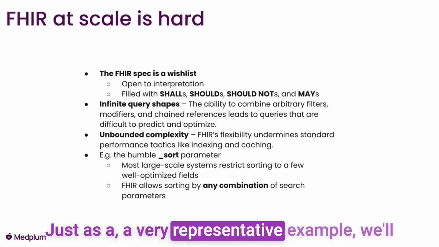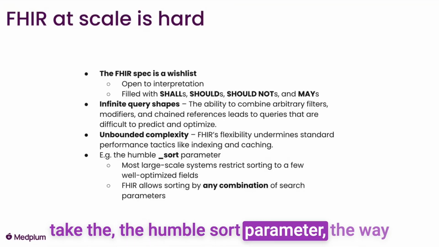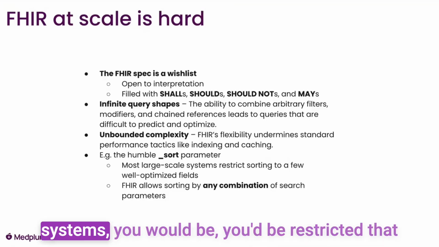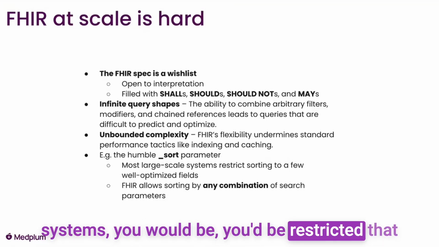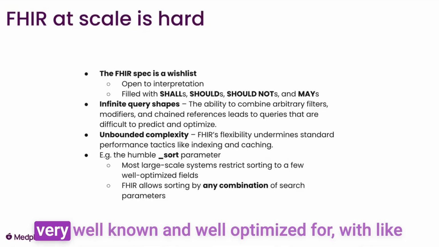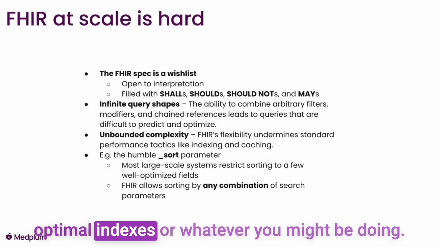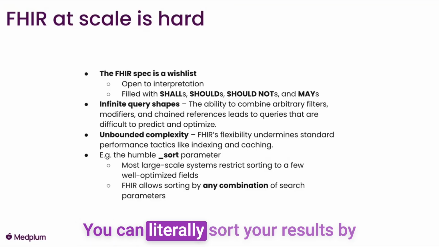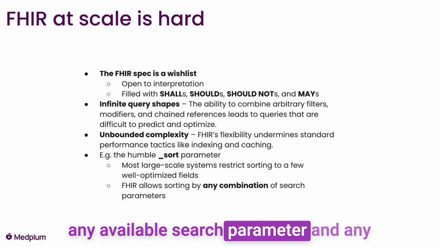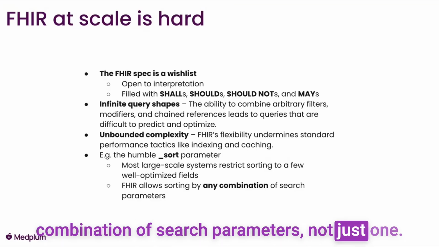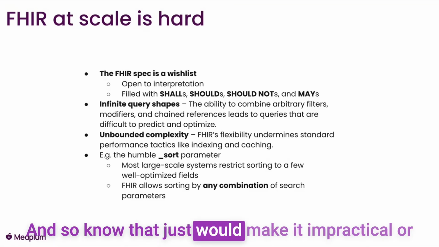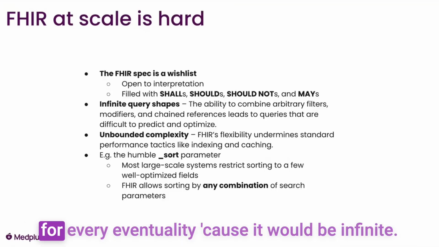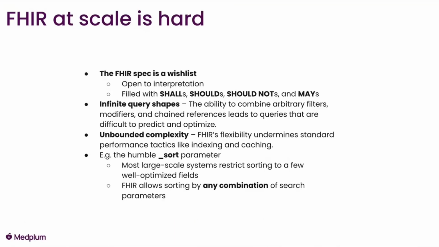Just as a very representative example, we'll take the humble sort parameter, the way you want to order the resources that are returned to you from a search. In most large-scale systems, you'd be restricted to sorting by just a few different fields that are very well known and well optimized for, with optimal indexes or whatever you might be doing. That is totally thrown out the window with FHIR. You can literally sort your results by any available search parameter, and any combination of search parameters, not just one. And so that would make it impractical, or just incredibly resource intensive, to try to optimize for every eventuality because it would be infinite.